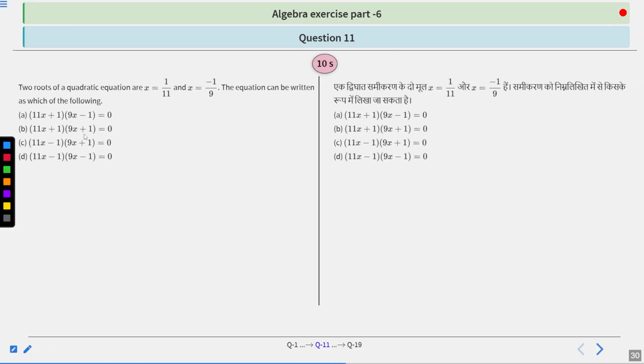Next, two roots of a quadratic equation are x equal to 1 upon 11 and x equal to minus 1 upon 9. The equation can be written as which of the following? And options are option A, 11x plus 1 into 9x minus 1 equal to 0. Option B, 11x plus 1 into 9x plus 1 equal to 0. Option C, 11x minus 1 into 9x plus 1 equal to 0. And option D, 11x minus 1 into 9x minus 1 equal to 0. These are the options. And I'm giving you 10 seconds to find which one of them is correct. After that, I will do the solution for you.